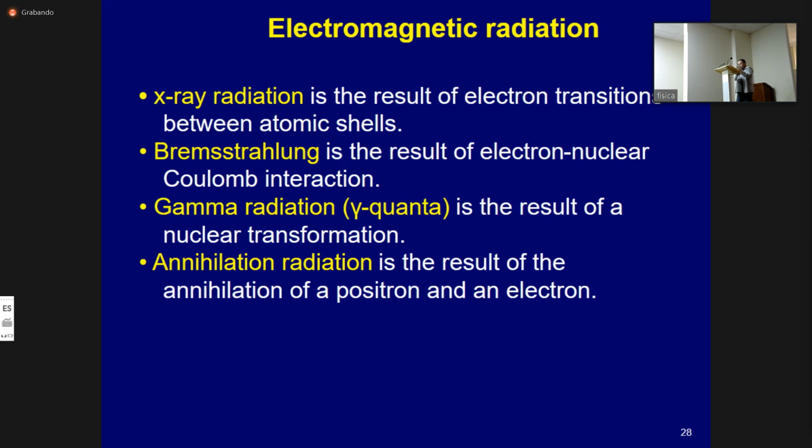Annihilation quanta are photons with an energy equal to the rest mass of an electron or positron, which is equal to 511 kiloelectron volts. They occur during the annihilation of an electron and a positron. There are always 2 annihilation quanta.